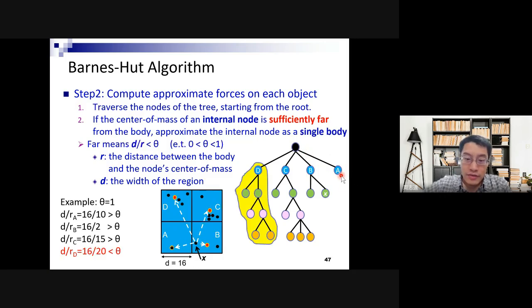Let me see, yes, we have the example over here. We will recursively traverse the tree. First we examine D, the intermediate node over here. When we examine it, we are assuming the cluster D can be approximated as a single object. Sorry again, we should be more consistent, but now we want to compute the force for this point x.